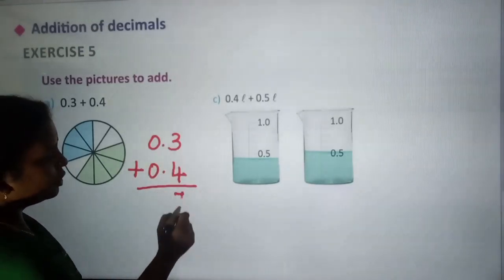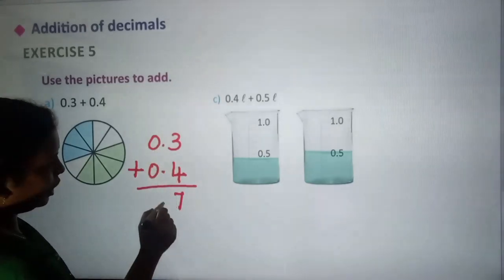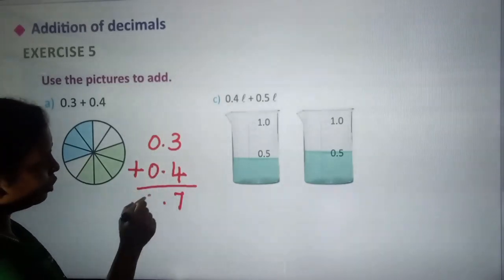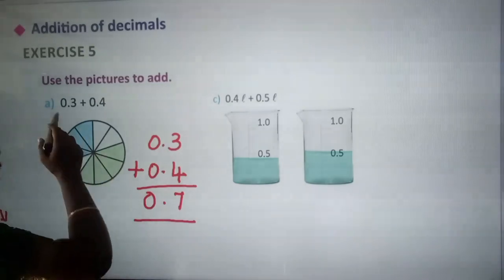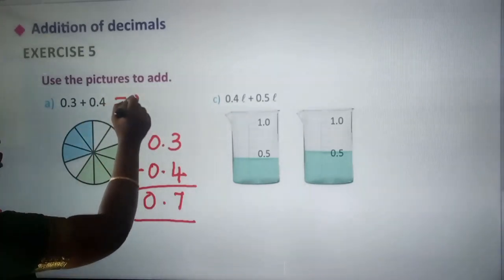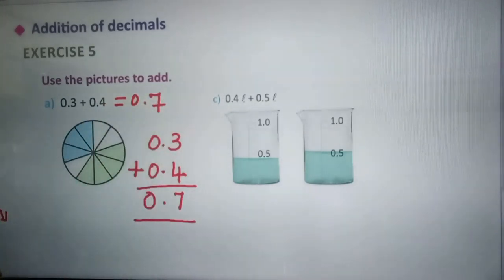3 plus 4, 7. After that the decimal point is there. So we put 0 plus 0, 0. Therefore, 0.3 plus 0.4 is 0.7.